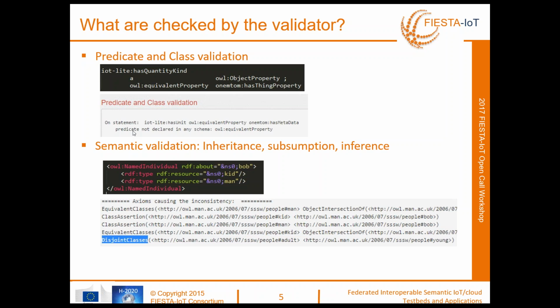But in FIESTA ontology, just some complementary information. In FIESTA ontology, you will see their declaration of some vocabularies or relationships that are taken from other ontologies. For example, QU, for example, OWL. If these vocabularies are declared explicitly in FIESTA IoT ontology, you are allowed to use them.